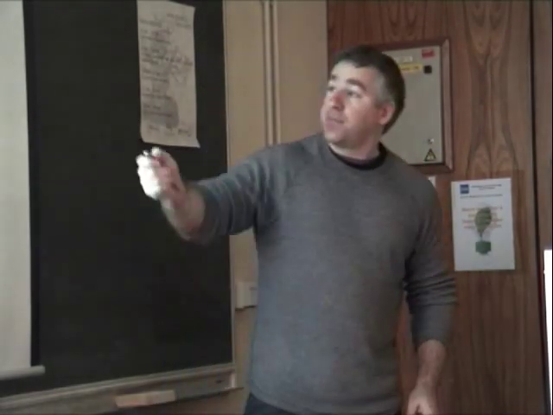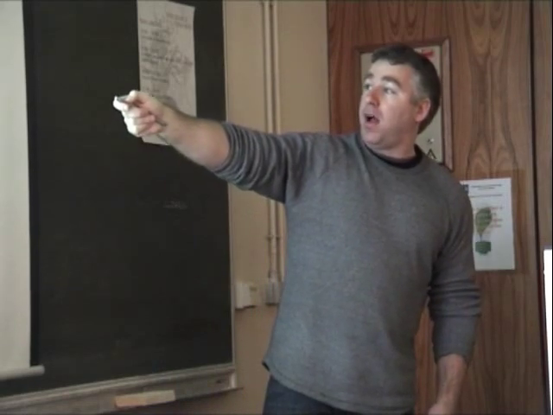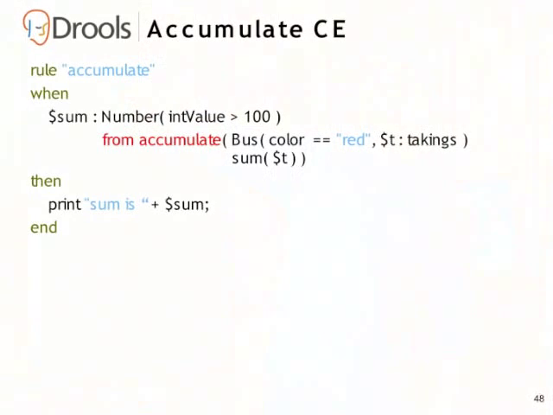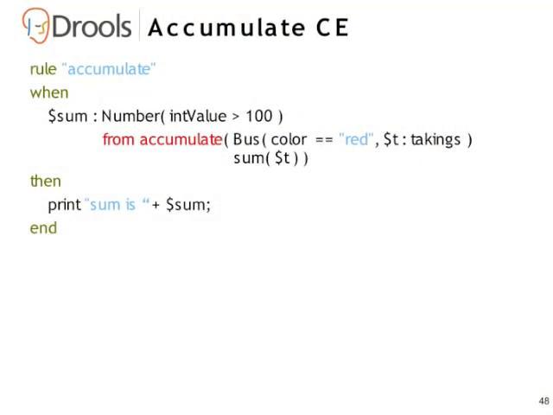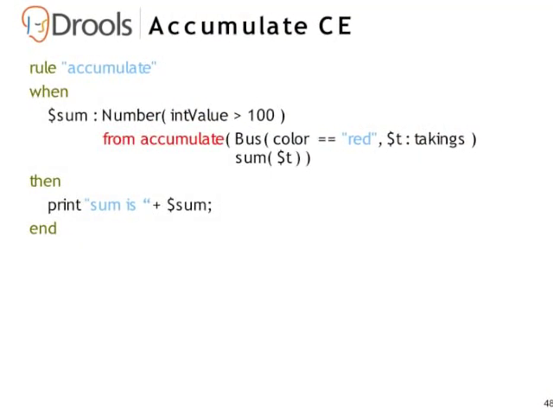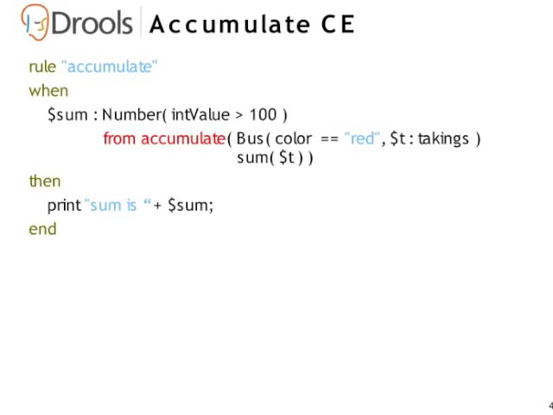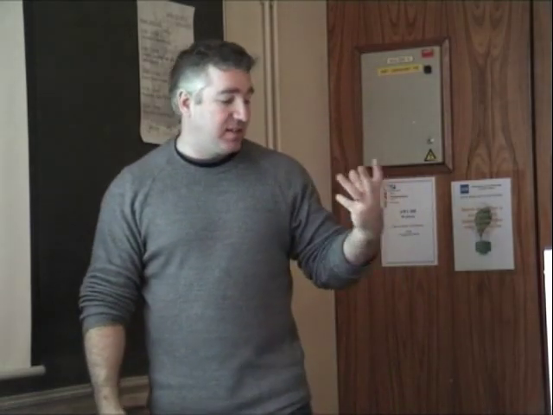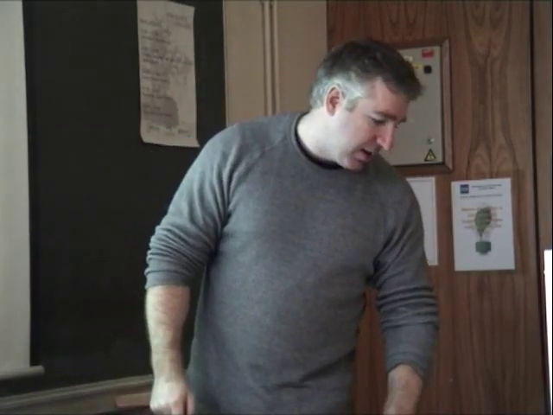So this is saying, get all my red buses, get a reference to the takings, and put it into this function. The result of this function is a derived value, return it. It's a number in this case, it doesn't have to be a number, but in this case it's a number. And if the number is greater than 100, do something. So it allows me to look at sets of data to perform calculations on those.